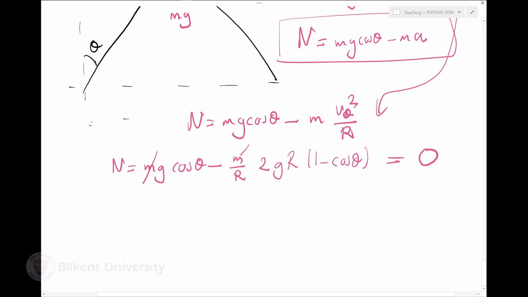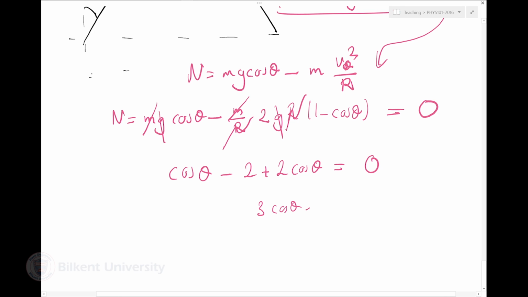Okay, m just goes away, g goes away, r goes away. Cosine theta minus 2 plus 2 cosine theta is 0. 3 cosine theta is 2. The critical angle is cosine inverse, arc cosine of 2/3.